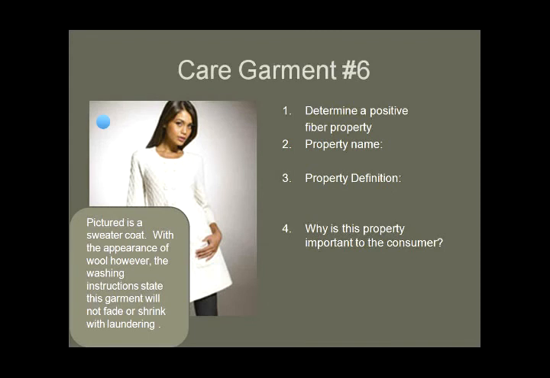On this slide, we have pictured a sweater coat with the appearance of wool. However, the washing instructions state that this garment will not fade or shrink with laundry. So it's most likely not wool because it's recommended that you can launder it. So in order for this to be easy to care for, determine a positive fiber property, the property name, the property definition, and why it's important to the consumer.